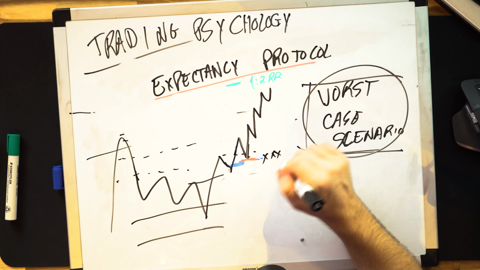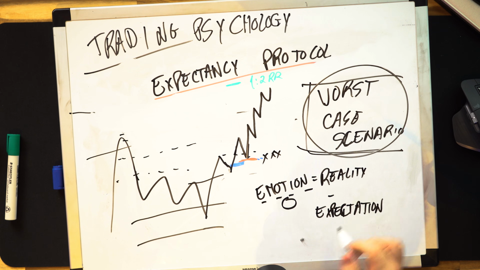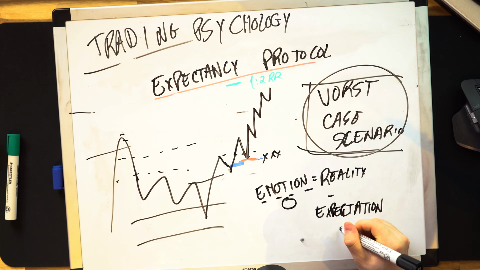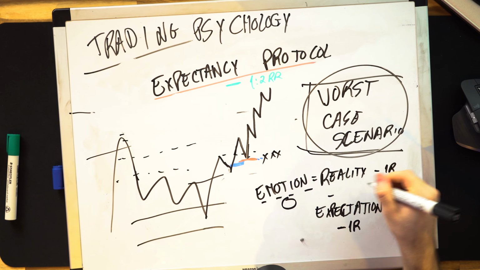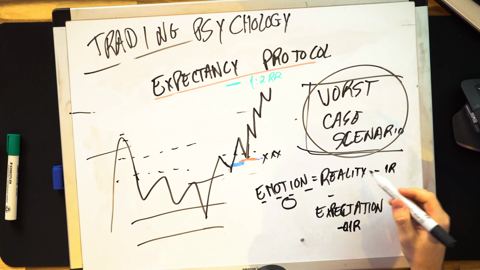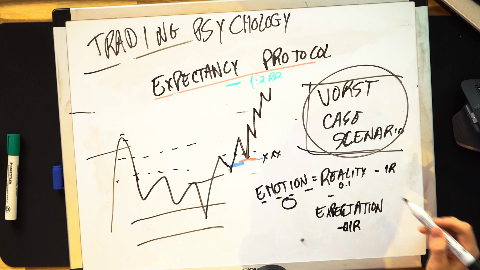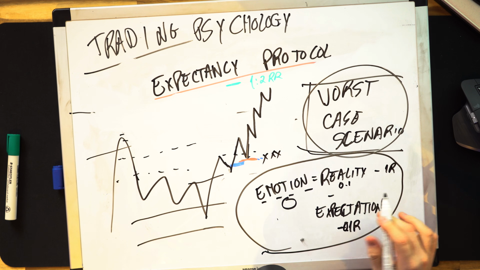But through all that time, what you are doing is that emotion is always going to be close to zero, because your expectation is going to be the worst case scenario. So let's say that you expect the trade to be a minus 1 R, and if this trade is a minus 1 R, then literally this turns out to be 0. Let's say you expect this trade to be minus 0.1 R, and your reality is that this was minus 0.1 R, this is 0. So your emotion is going to be dictated by your expectations, not by reality. It's going to be by your expectations.